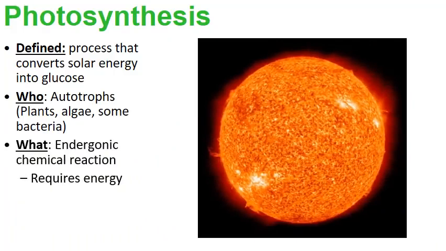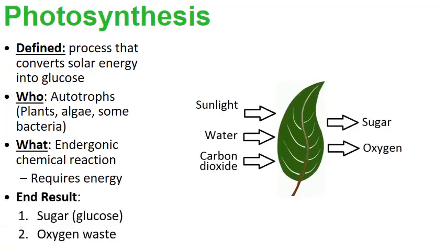So photosynthesis is also what we call an endergonic chemical reaction. And what that means is that photosynthesis requires the input of energy. From the picture, I'm implying that sunlight. Sunlight is the energy that is input to power photosynthesis. And when we talk about the end result, what's created? Well, oxygen, which is a waste gas, and simple sugars like glucose.